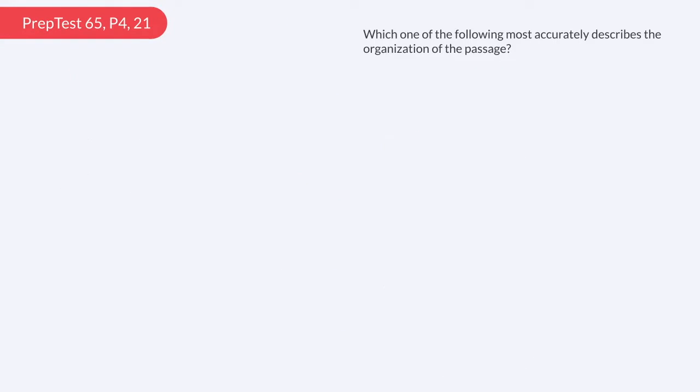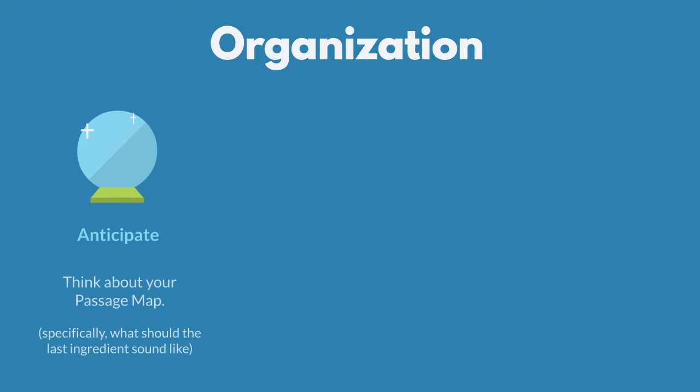All right, welcome back. This question's called organization. It's not a super common question. These answer choices essentially lay out the big functional ingredients of the passage. That's sort of what our passage map does. You want to think a lot about the last ingredient. That's typically the quickest way to get rid of some answers and find the contenders.